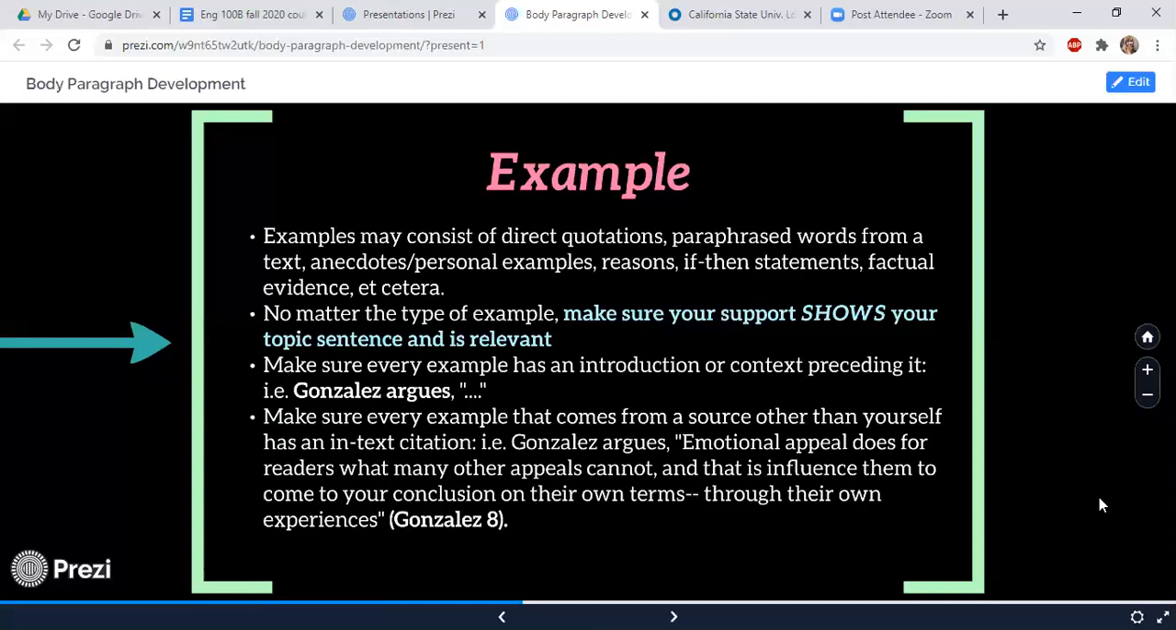Examples can also be personal examples, right? So personal stories. And for this essay, it's going to be really important and crucial that you are providing those. Now, like I said, these can be as detailed as you're comfortable with, right?